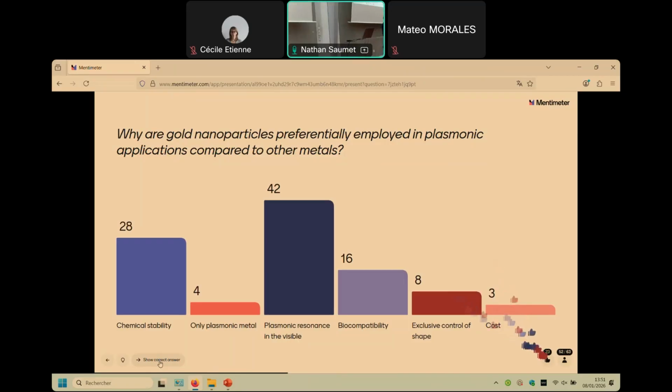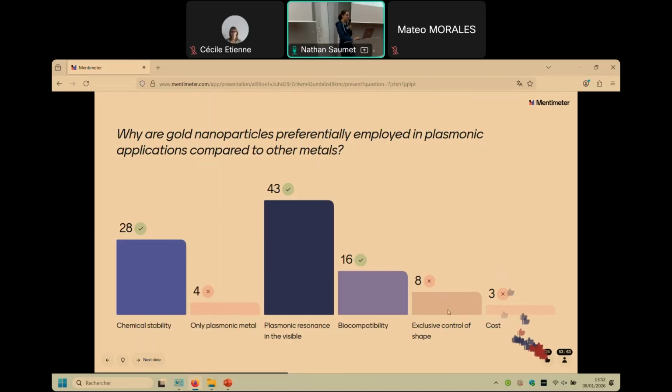I can see that you really listened to my talk, because a huge answer, plasmonic resonances visible, is one of the good ones. Basically, we can use a lot of metallic nanoparticles in plasmonics, so silver, copper, and gold, of course. Gold is preferentially employed due to its chemical stability compared to, for example, silver. Silver will oxidize rapidly, so it can be used, but it's different. It has resonances in the visible, which is really interesting. It's biocompatible, so for biological applications, that's great.